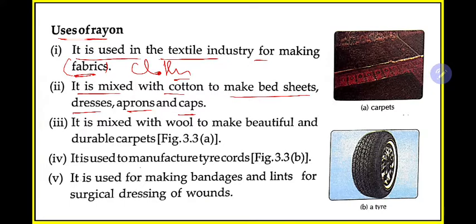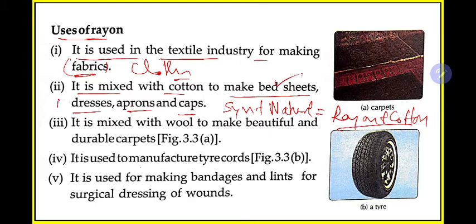Next is, it is mixed with cotton to make bedsheets, dresses, aprons and caps. So this type of rayon is a synthetic fiber. It is mixed with your natural fiber, that is cotton. We are mixing a synthetic with a natural, that means rayon plus cotton. We are mixing these two to get a new type, which is used for making bed sheets, then different types of dresses, then aprons. What are aprons? The coat doctors wear or the coat scientists wear, these are known as aprons, okay? Then caps, we all wear caps. So for making these, this combination of rayon and cotton is used.